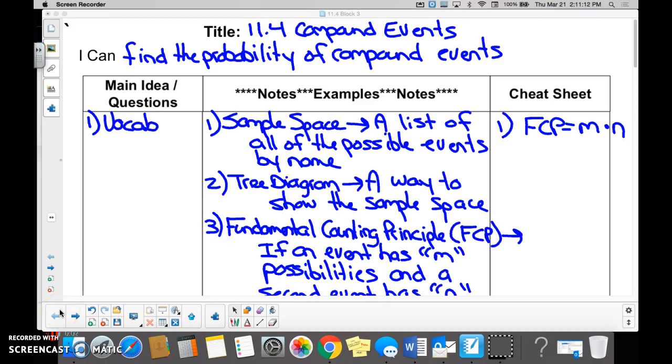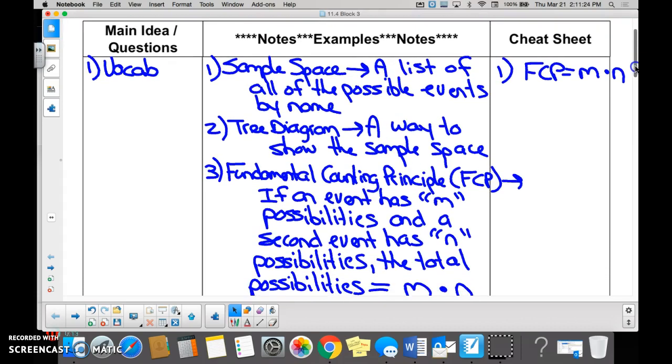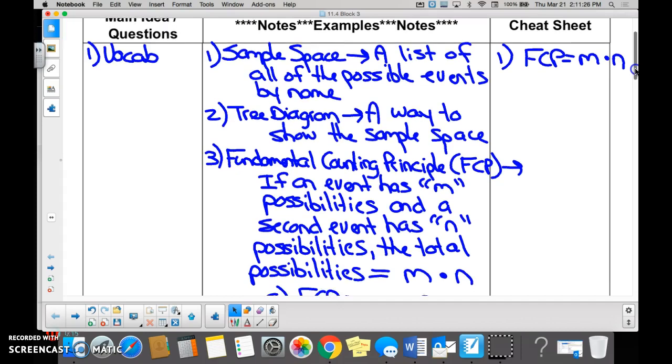11.4 compound events. I can find the probability of compound events. Sweet. What does compound mean, you guys? More than one. Suleiman, eyes up here. Sample space would be a list by name of all outcomes.